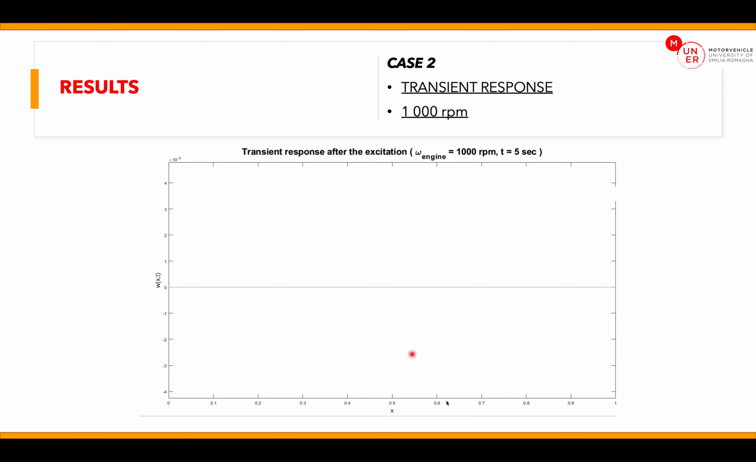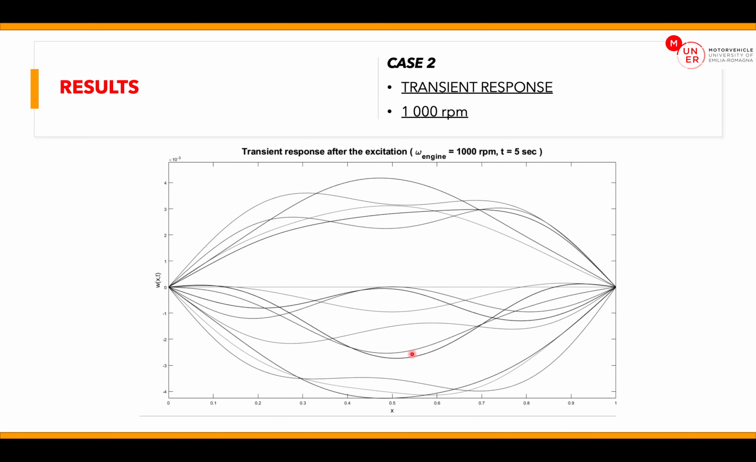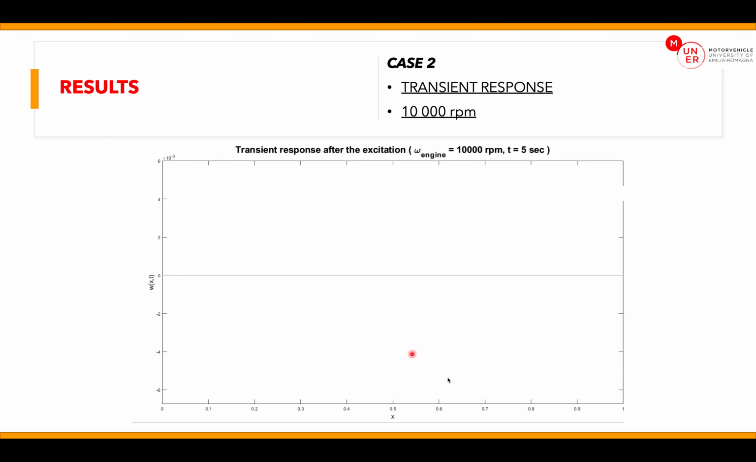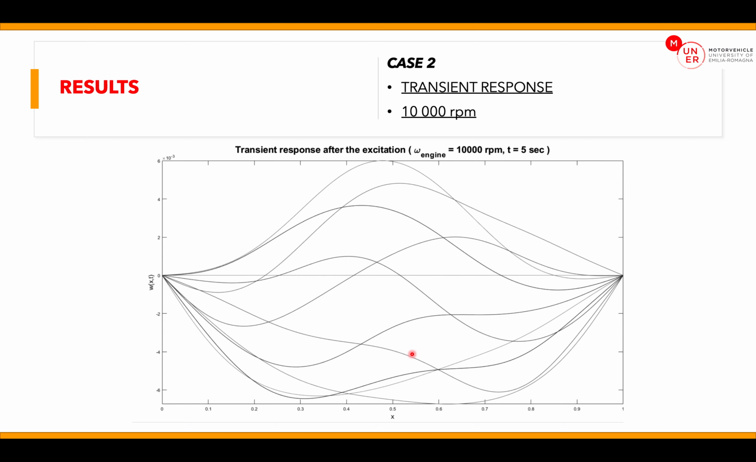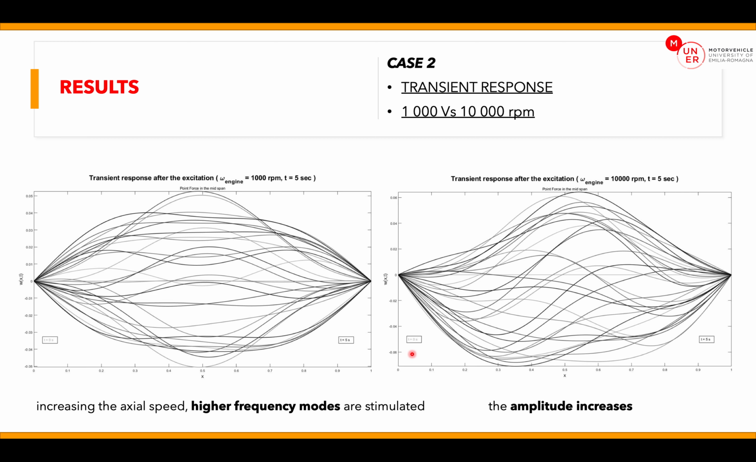We are now seeing the result of the second case. Here we have the transient response at 1000 rpm. And here the transient response at 10,000 rpm. So, as we can see, at high axial speed, the belt is more unstable, so the amplitude of the response is higher.